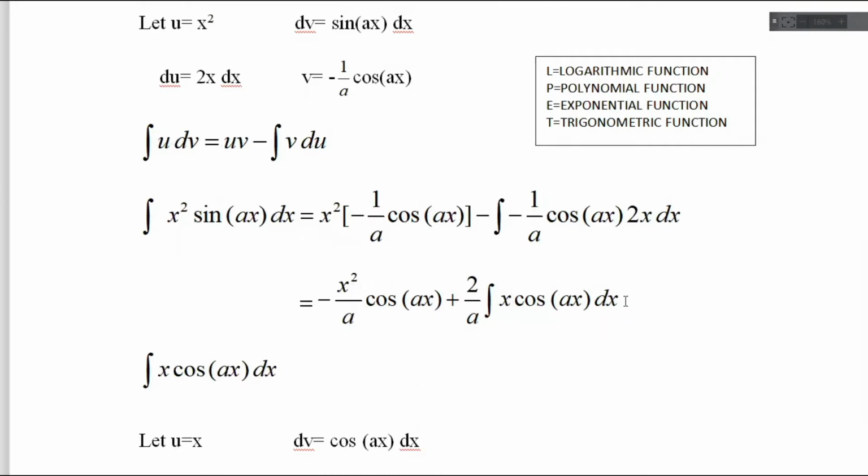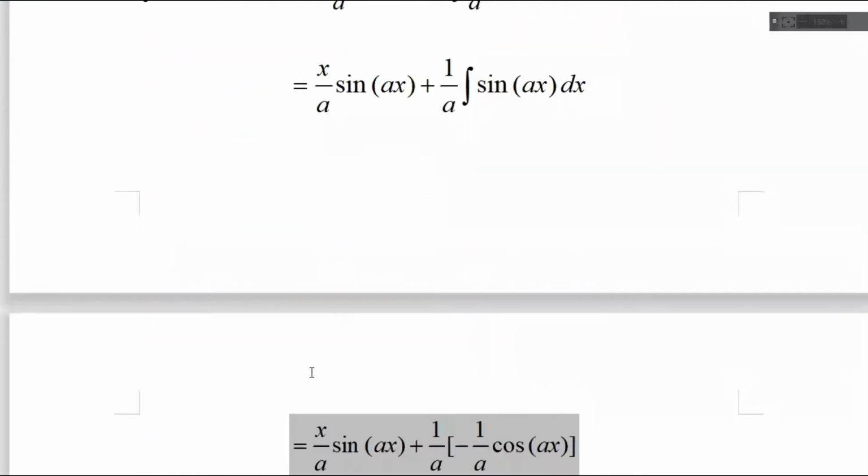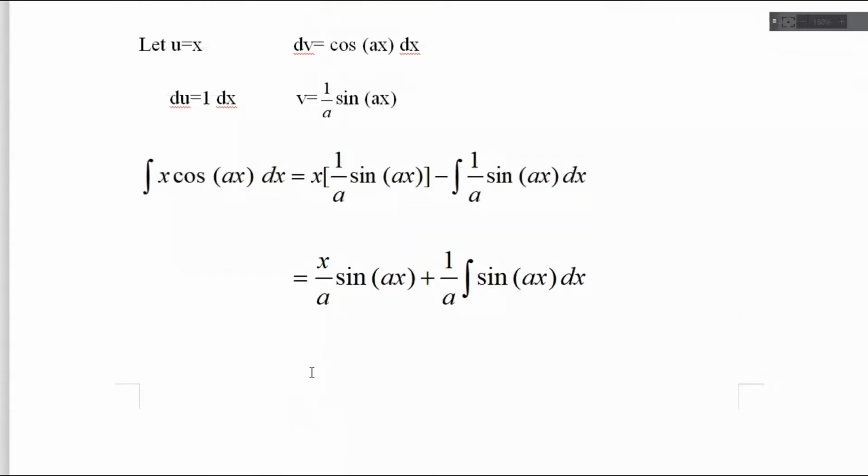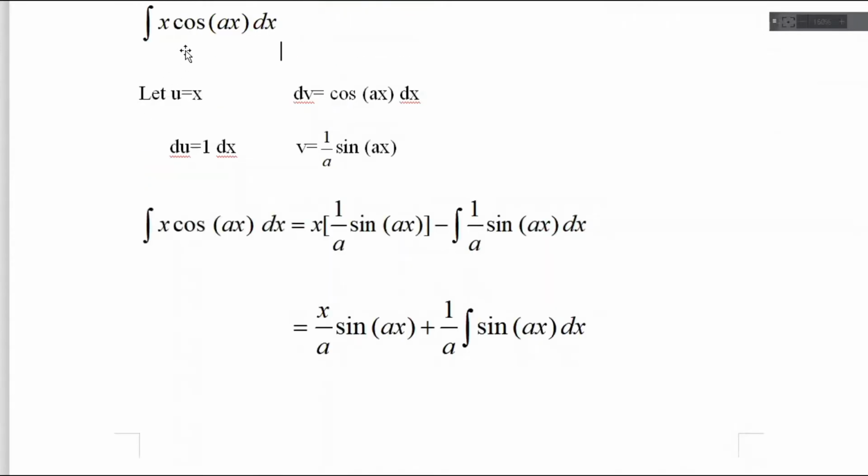So this integral has two functions, so we must use integration by parts again. We must determine the u and the dv first from integrate x cos ax dx. We let u equal to x and dv equal to cos ax dx. So we differentiate x, we get du equal to 1 dx. We integrate cos ax dx, we get v equal to 1 over a sin ax.